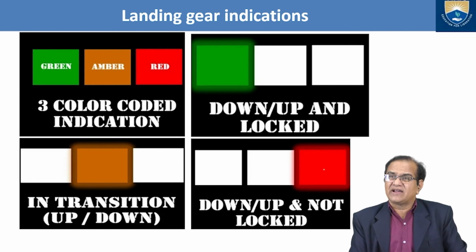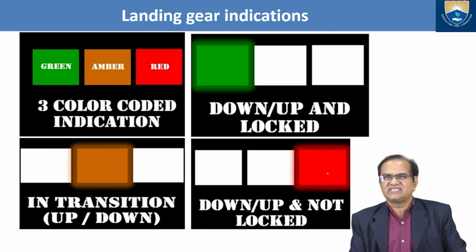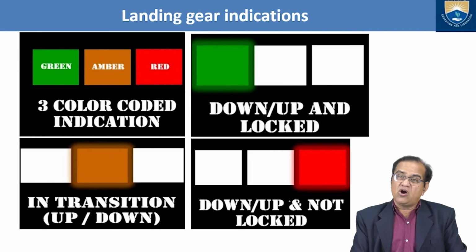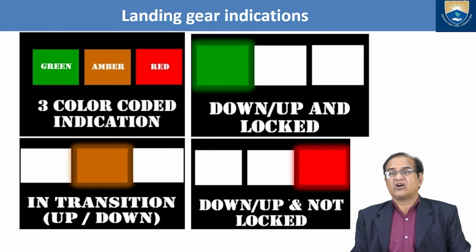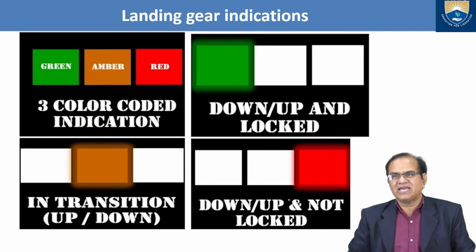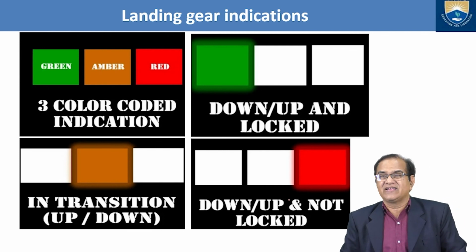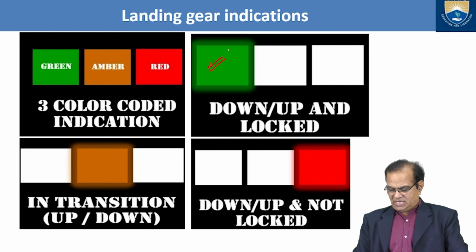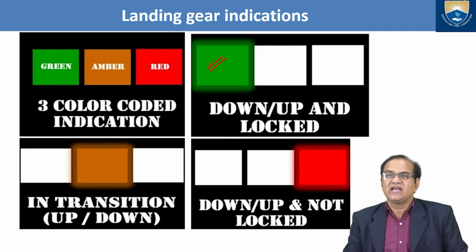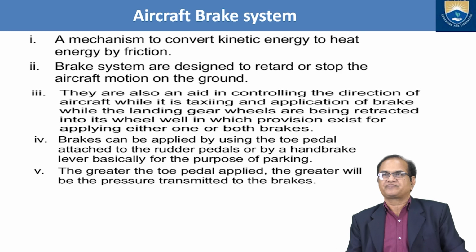But if you see the red light, this red light indicates that the gear is down or up but not locked. It is down or up, but it is not safe. It is not locked and the system is still working, and you cannot land if the light is red. You cannot land if it is amber light also. You can only land when you have the green signal. That time only, all the systems are working properly, and that time only you can land.